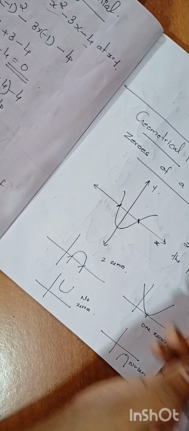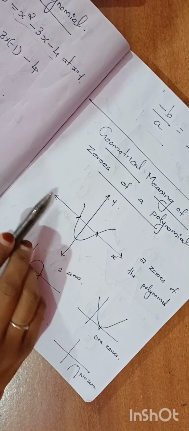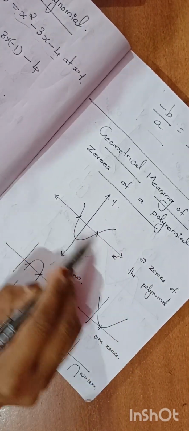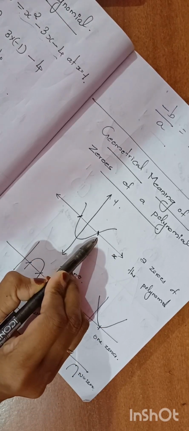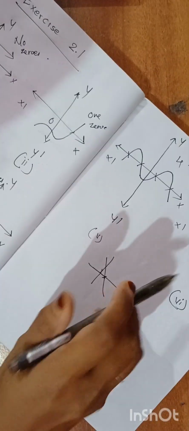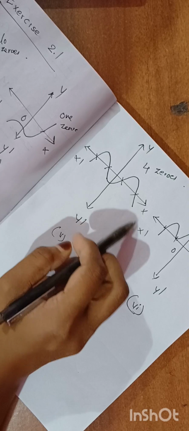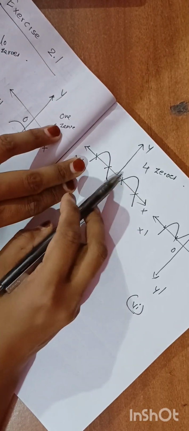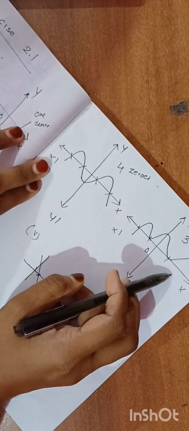And the next topic we have gone through is the geometrical meaning of zeros of a polynomial. From the graph we have to find out the zeros of the polynomial. If the curve is intersecting the x-axis at any points, that will be the number of the zeros of the polynomial. And we have gone through the exercise questions also. Exercise 2.1, I have already explained this one. You have to find out the zeros from the given graphs. And if the curve is cutting or intersecting the x-axis at any point, that will be counted as the number of zeros of the polynomial.